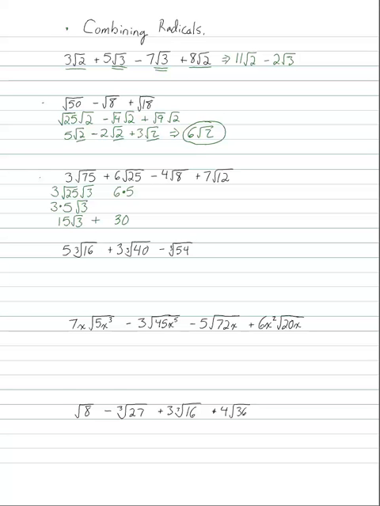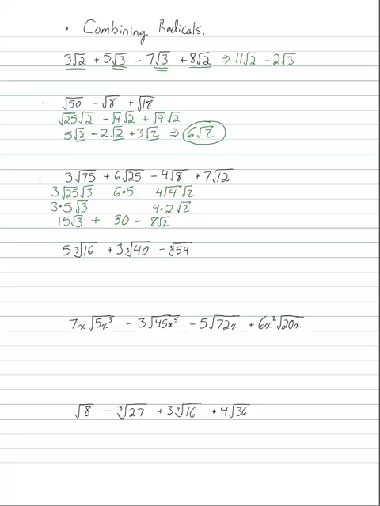Okay, 4 square roots of 8. I'll keep my 4. 8 I'll break down into square root of 4, square root of 2. Square root of 4 I know, that'll be 2. So 4 times 2, square root of 2. So 8 square root of 2. That was being subtracted, so I'll bring down my minus.